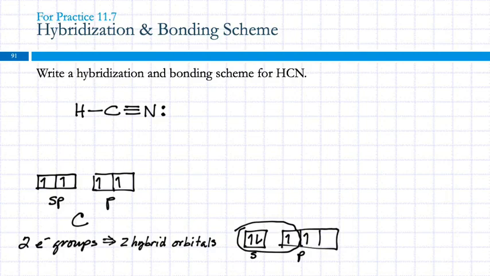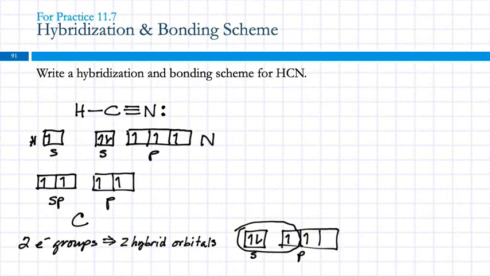The hydrogen and the nitrogen, we're not going to hybridize them at all, because they're not central. So here's the hydrogen. And then the nitrogen. So this is the orbital diagram for nitrogen. So the carbon here is going to overlap and make a sigma bond.